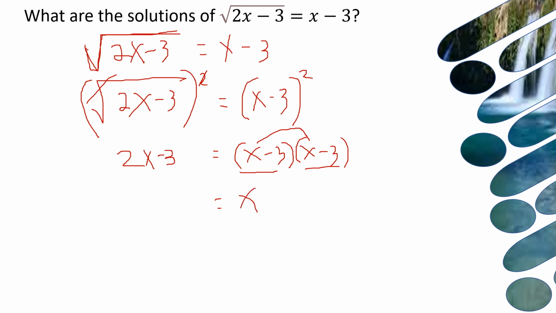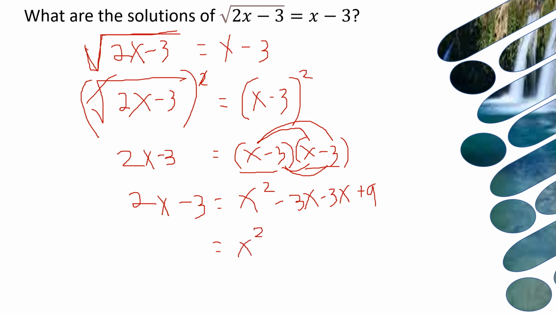to be expanded. So x times x, we have x squared, then outer minus 3x, then inner terms, another minus 3x, then last terms, so plus 9. And on the left side, you have 2x minus 3. Now we simplify by combining similar terms.